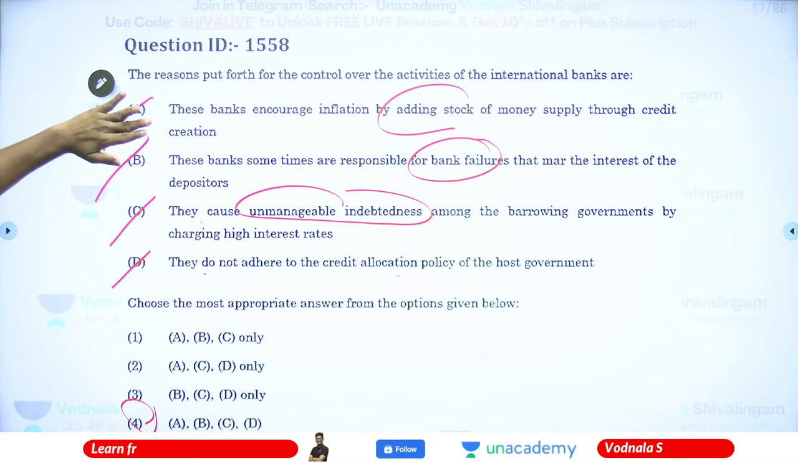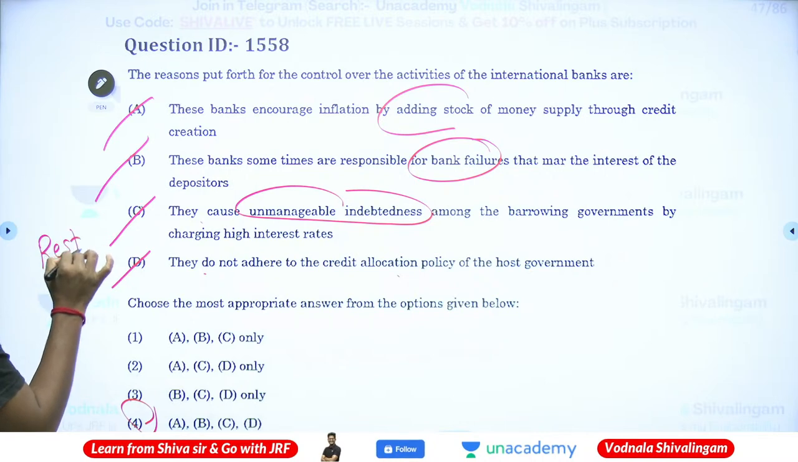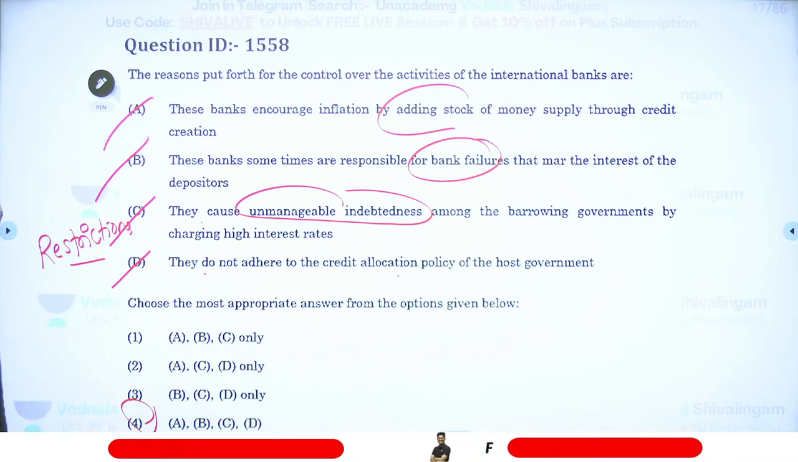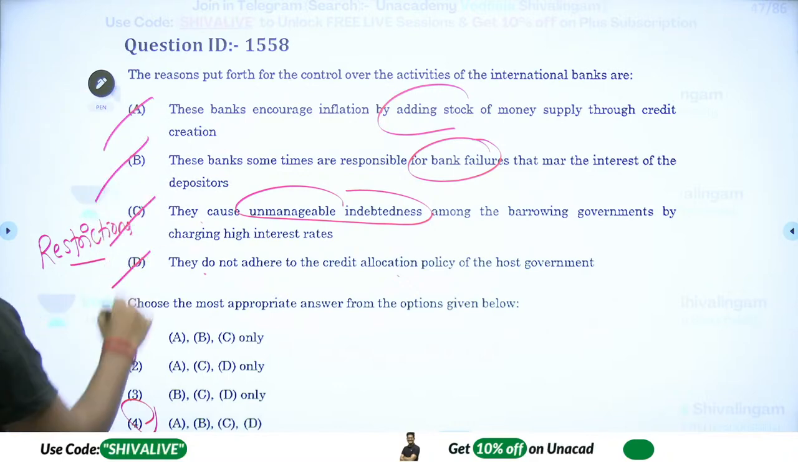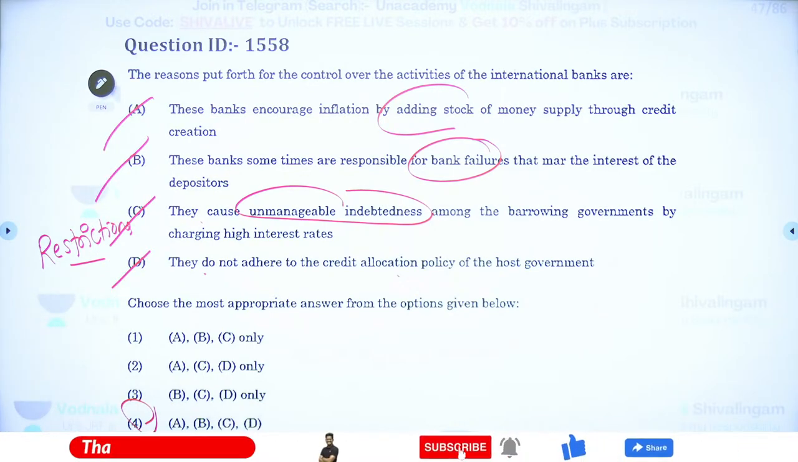So these type of restrictions, I would say control is nothing but restrictions which are to protect that particular economy or the industry. These restrictions are being created on the international banks, because if they don't have these restrictions or the strict rules, then international banks will be failing to implement.